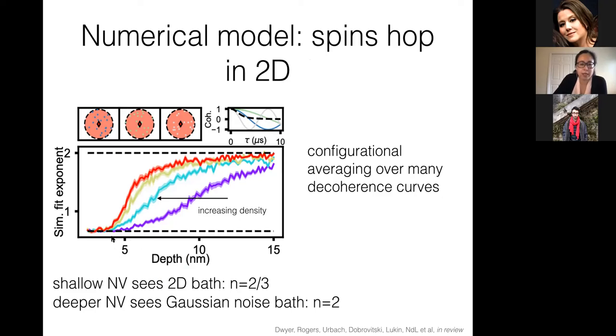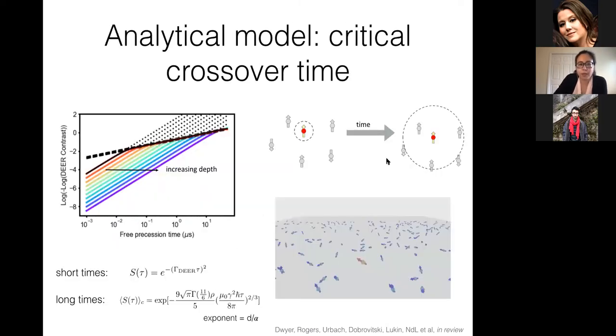And what we find is that indeed, for very shallow NV centers, you end up with a very small exponent. And for deep NV centers, you sort of recover this n equals 2. And then you have some transition range between them where you can get everything in between. And one of the things that we found was that for very shallow NV centers, the NV center effectively becomes part of a 2-dimensional bath, and this n actually goes to 2/3. Okay, so those are just numerical simulations.